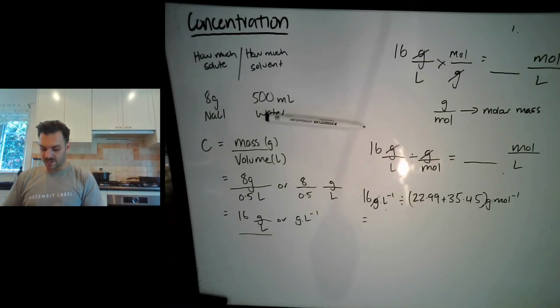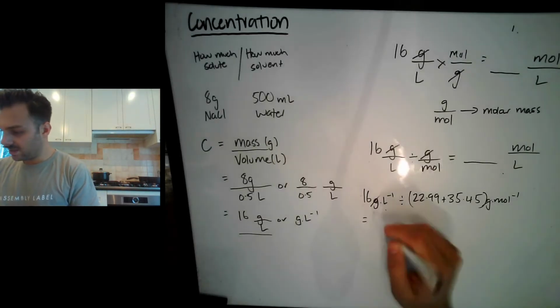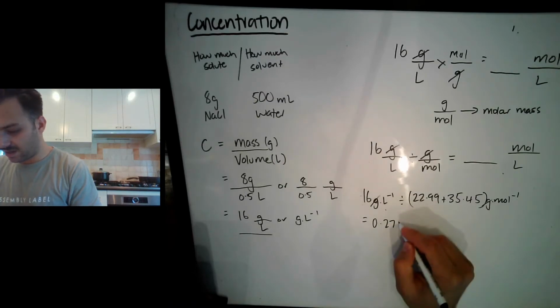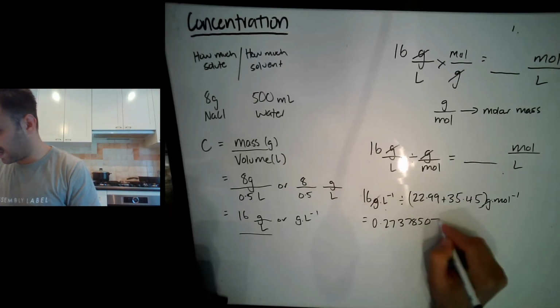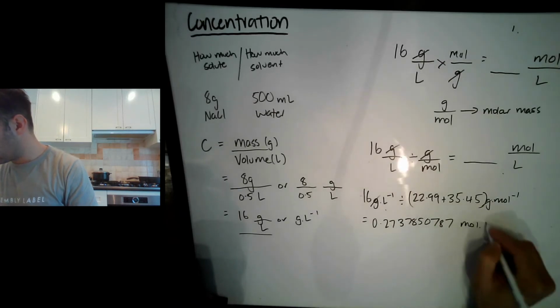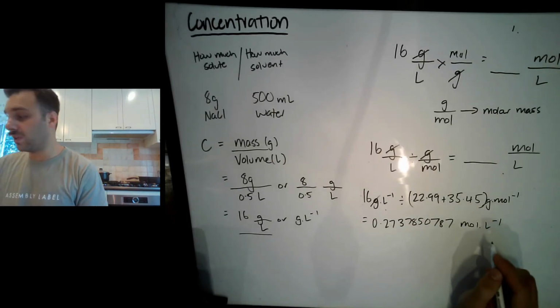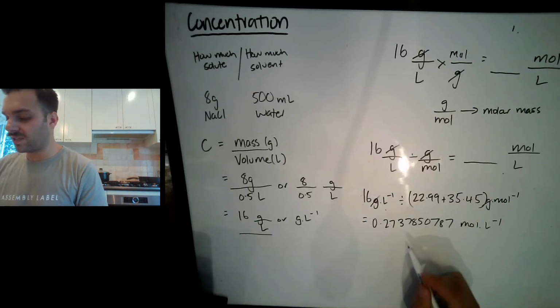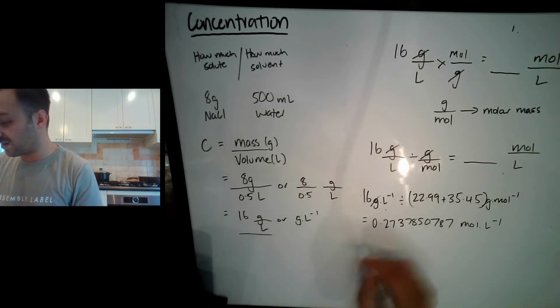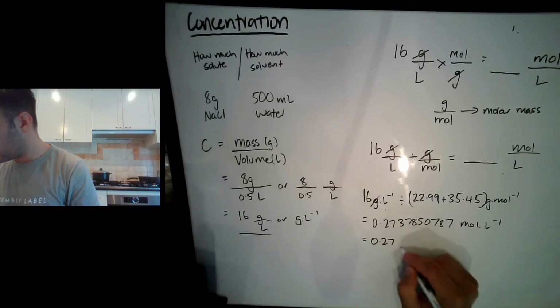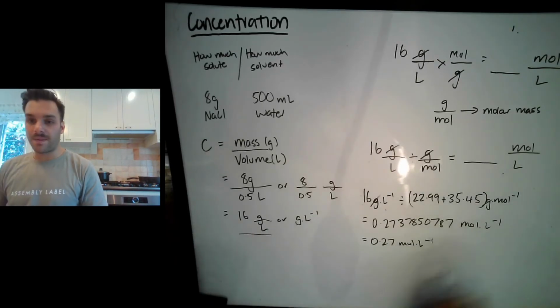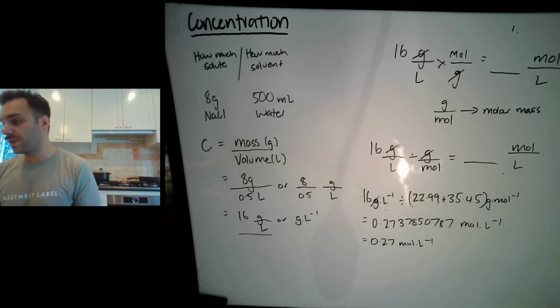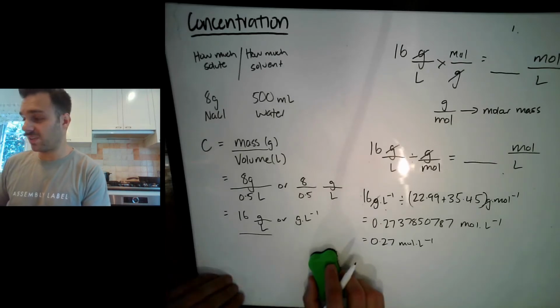16 divided by bracket 22.99 plus 35.45. And we end up with 0.2737850787 moles per litre. Okay, so these are equivalent units here. Now, in the first case, I gave you two significant figures from the 16, so if we were to use those, we'd say 0.27 moles per litre. That's one way of doing it. There's another way of doing it where we can do this, and you'll see that it's essentially the same thing.